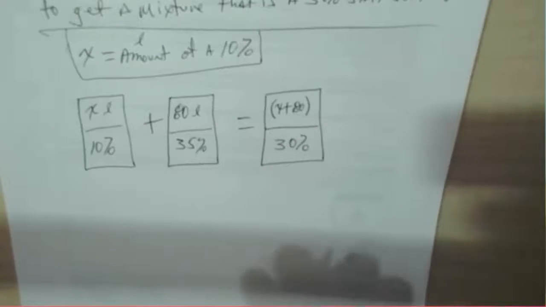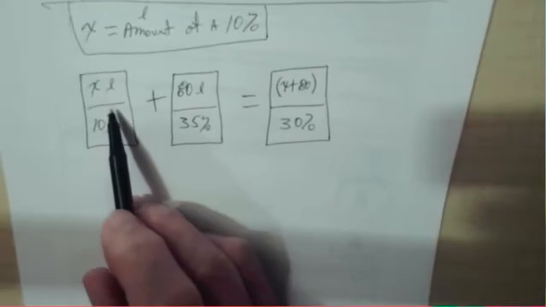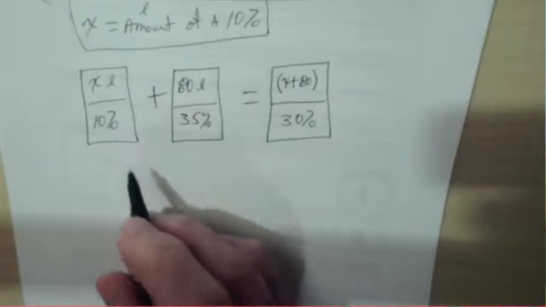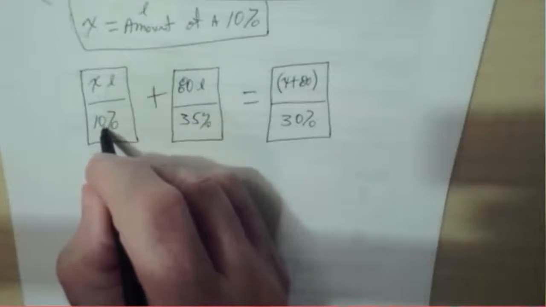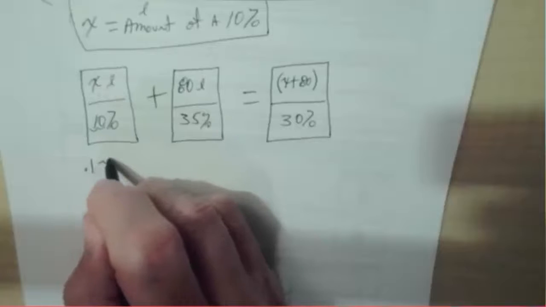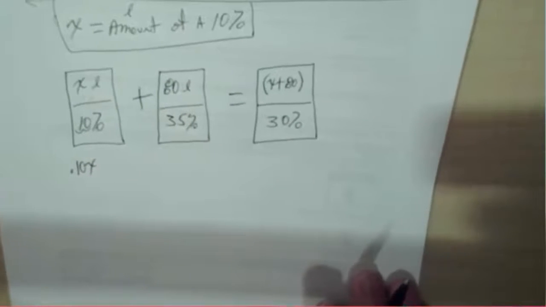So now it's just a matter of, just like what we did last night, we do this times this. And remember, you can't use percent in calculation. You have to use the decimal equivalent. So we're going to move the decimal point over 2 times. So this is 0.1x, or 0.10x. You can write the 0, but it doesn't really mean anything.